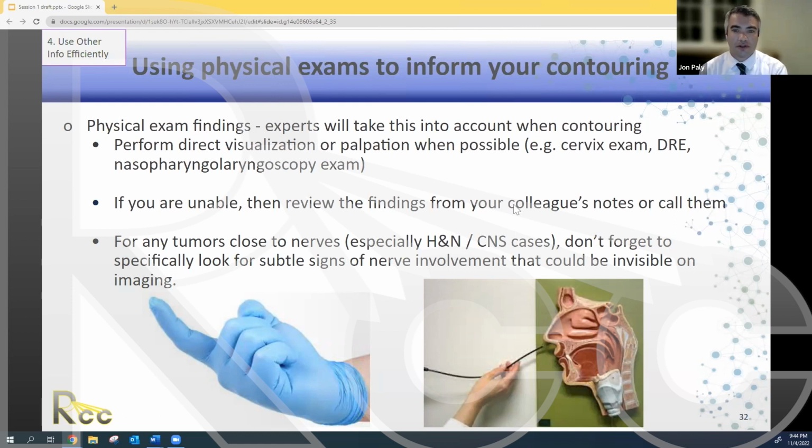For any tumors that are close to nerves, especially in the head and neck region or in the brain, you want to remember to look for subtle signs of nerve deficits or nerve involvement that very well may be invisible on imaging, certainly on a CAT scan.